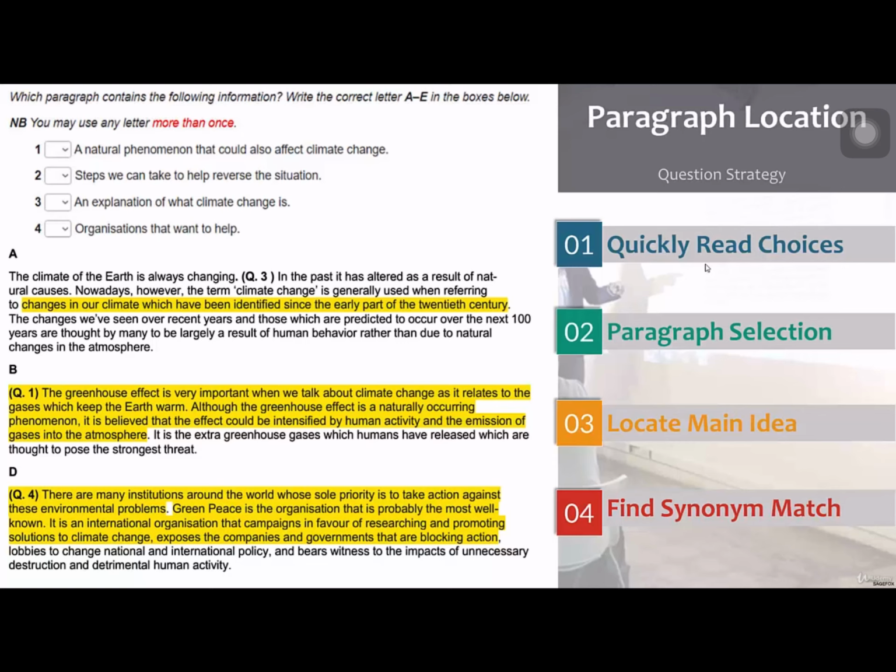Look at section B. The greenhouse effect is very important when we talk about climate change as it relates to the gases which keep the earth warm. Already, we're talking about a greenhouse effect. This matches number 1, a natural phenomenon. We're talking about a natural phenomenon here, right? And I know that just from the topic sentence.